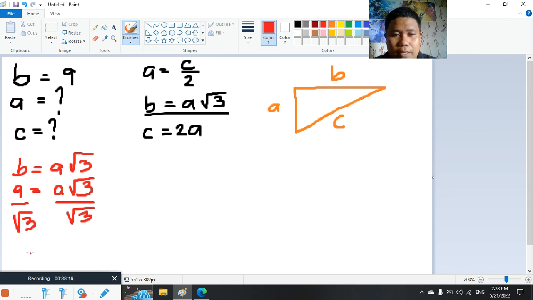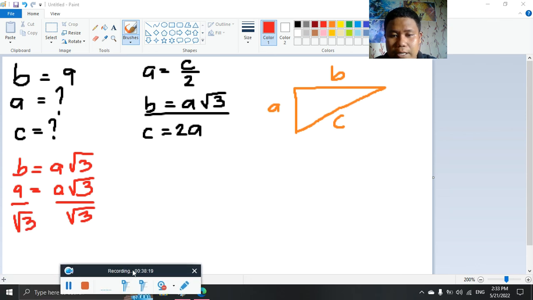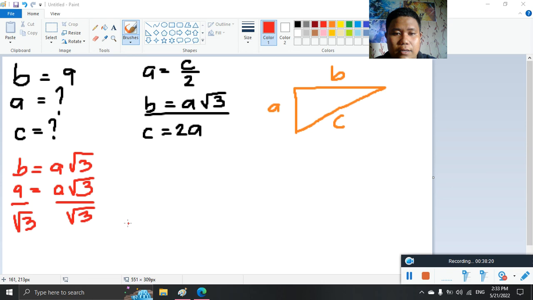Then 9, all over the square root of 3, equals A. Then A equals 9 over square root of 3.